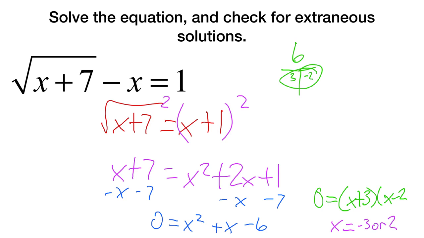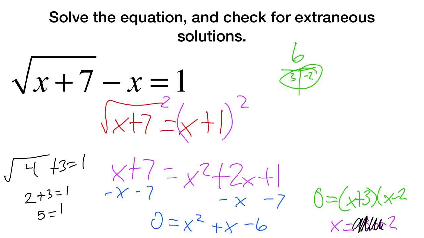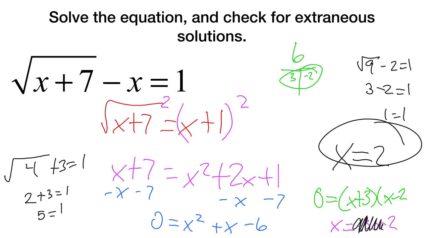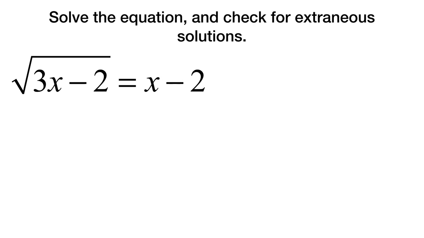Now what we're going to do is just check for extraneous solutions. Our first one is negative 3: the square root of negative 3 plus 7 is 4, minus negative 3, so plus 3, equals 1. That's 2 plus 3 is 1. That means 5 is 1, so it's not negative 3 for sure. Now let's put in 2. Square root of 2 plus 7 is 9, minus 2 equals 1. That's 3 minus 2 is 1. 1 is 1. So x equals 2. Confirmed. Now let's try this last one.